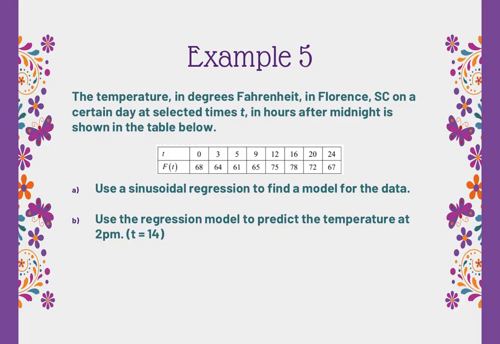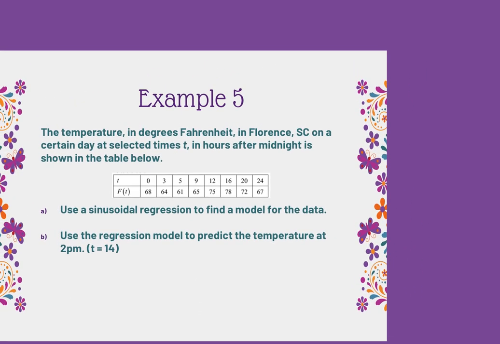Okay, example 5 says the temperature in degrees Fahrenheit in Florence, South Carolina on a certain day at selected times T in the hours after midnight is shown in the table below. So our time is hours after midnight and the output is the Fahrenheit. Use the sinusoidal regression to find the model for the data. So we're going back to our calculators. We're going to input the data and we're going to get a sine regression.